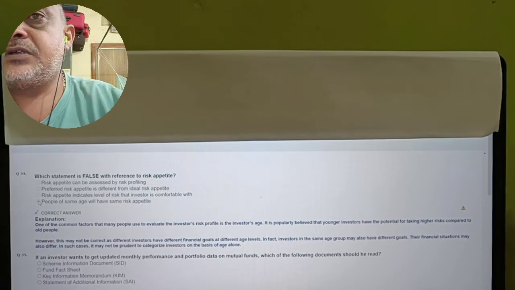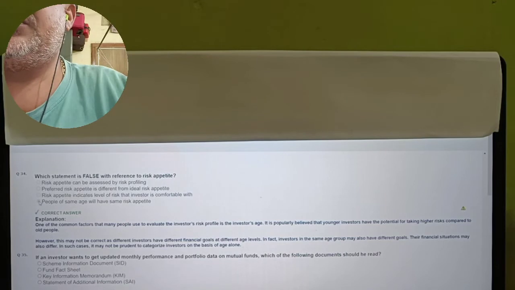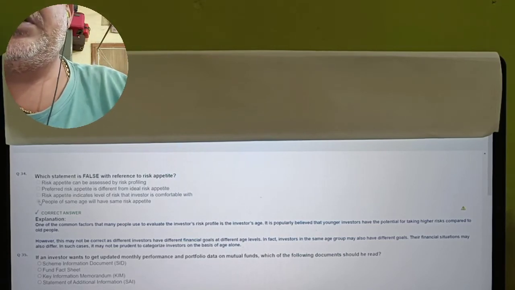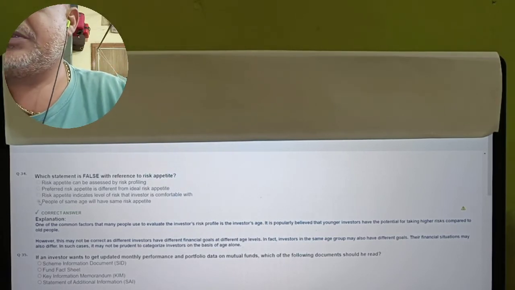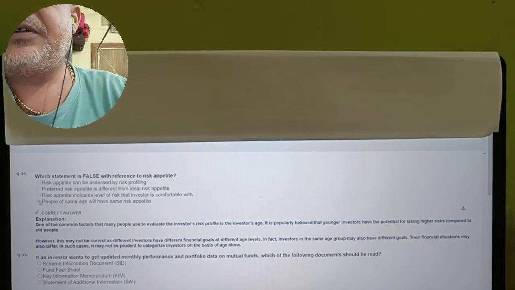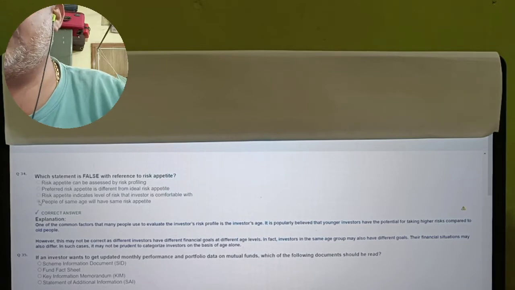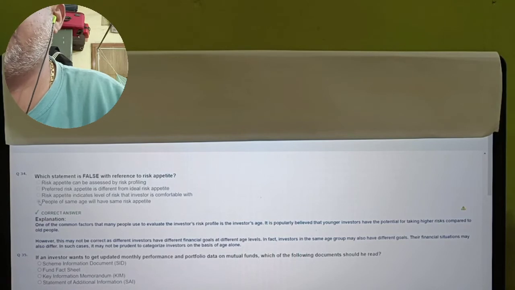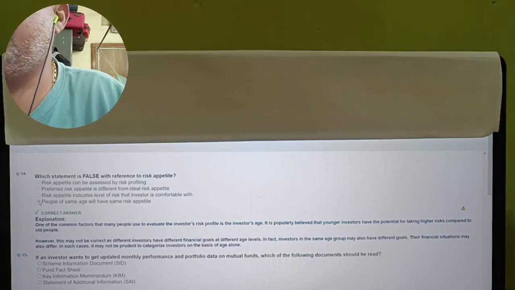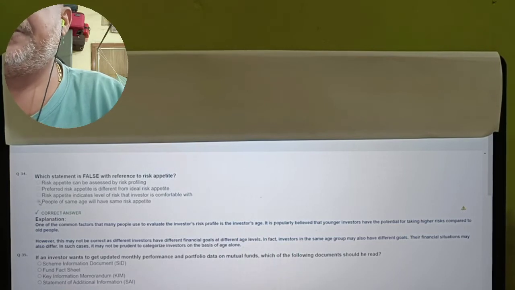One of the common factors that many people use to evaluate the investor's risk profile is the investor's age. It is popularly believed that younger investors have the potential of taking higher risk compared to old people. However, this may not be correct as different investors have different financial goals at different age levels. In fact, investors in the same age group may also have different goals. The financial situation may also differ. In such cases, it may not be prudent to categorize the investors on the basis of age alone.